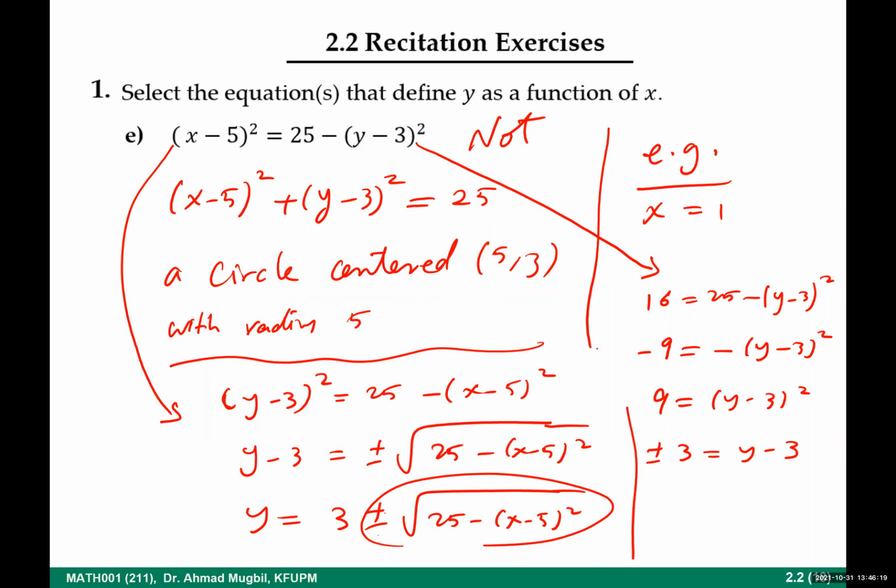Of course, when you have a number that works, it is not a proof. You should prove it for each x if you want to prove. But if you want to disprove, give me 1. We weren't lucky when we chose x to be 0, so this is why you have to choose another number. This shows that you have 2 y values, because here y will be 3 plus or minus 3. So you will have y equals 6 or y equals 0. For 1 x value, you have 2 outputs, 2 y values.